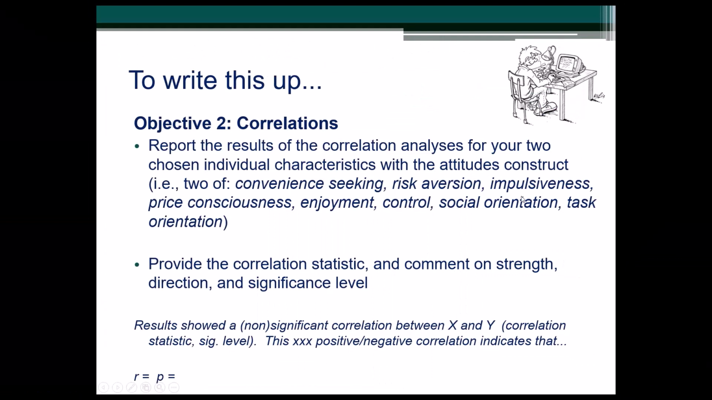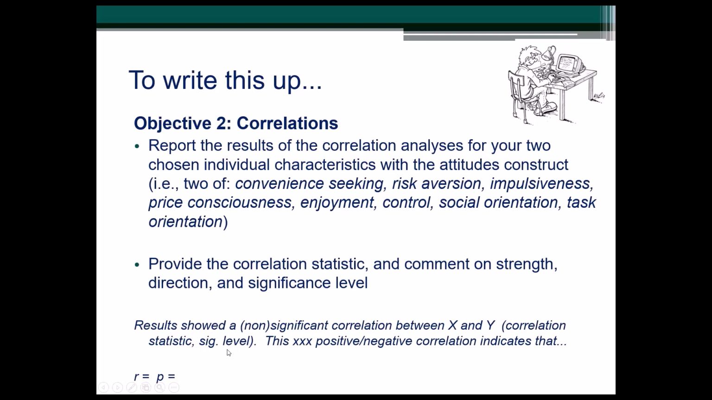In terms of writing that up, what you're going to do is report the correlation analyses for your two constructs of interest. So whichever two you've chosen, you're going to provide the correlation statistic. You're going to comment on the strength, the direction, and the significance. And again, just like with a t-test, there's a very succinct way to write these up. So you would say something like, results showed a significant correlation, or a non-significant correlation if it's not significant, between X and Y. So it might be between attitudes and risk aversion, or between attitudes and social orientation. You provide the correlation statistic and you provide the significance level.